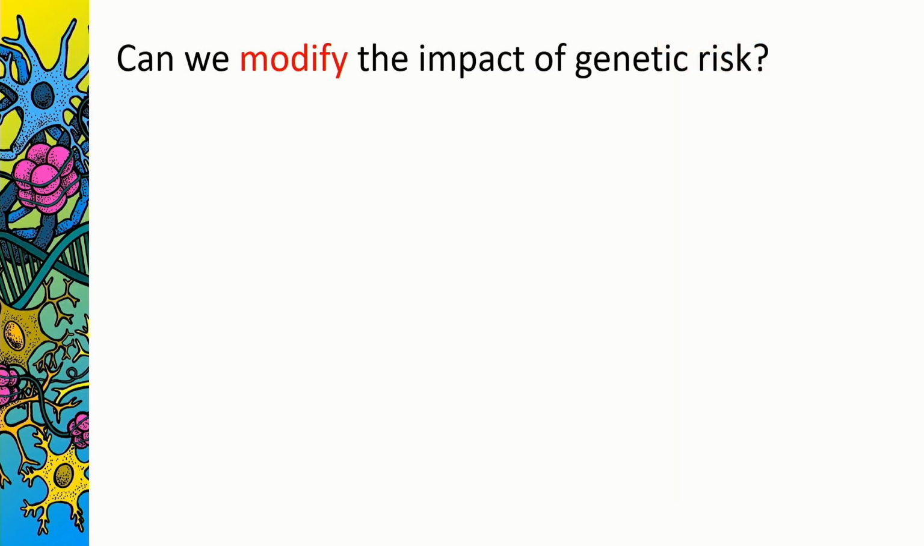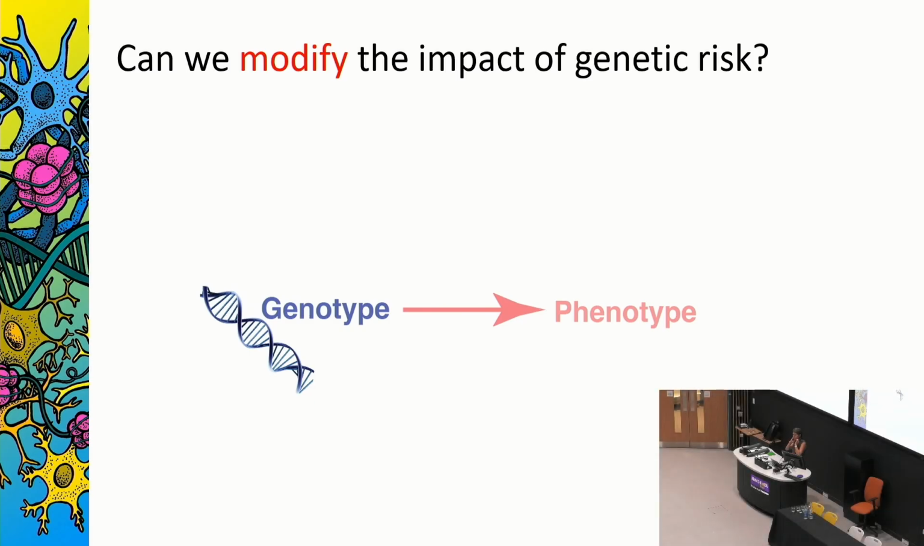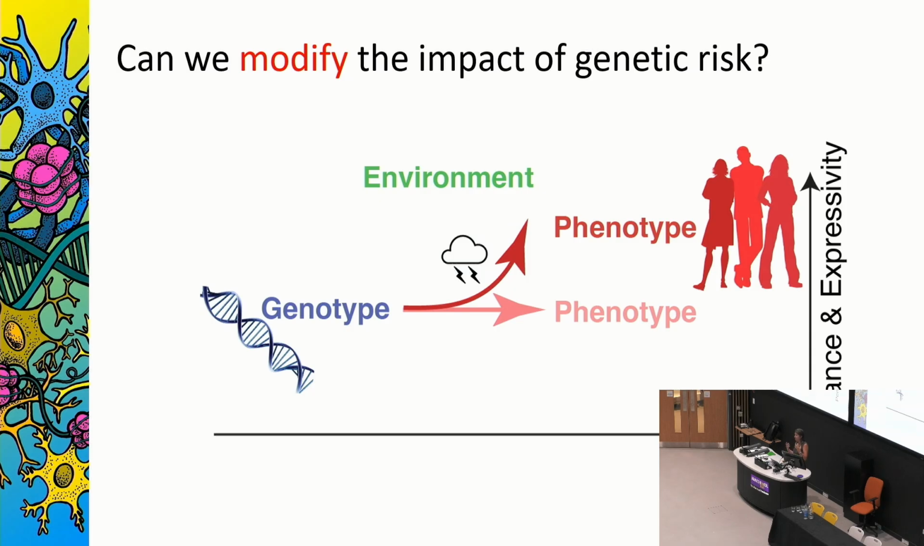And the question that I've really been asking for years in the lab then is how do we modify the impact of genetic risk that we're born with? I think in university, we were all taught this linear relationship between genotype and phenotype, genotype in, phenotype out. But the truth is that it's much more complicated than that. There are environments that make our phenotypes more severe.